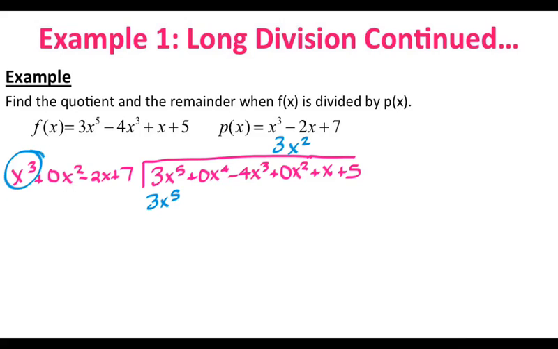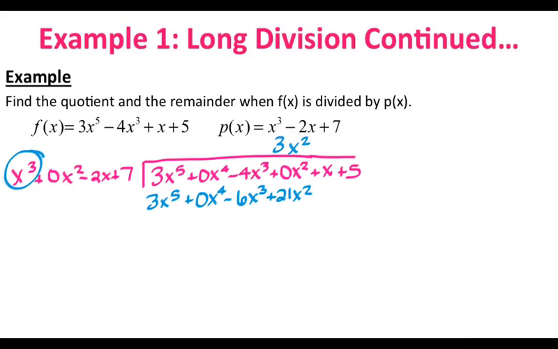3x squared times 0x squared is 0, but I'm going to go ahead and multiply my x's together. So you get 0x to the 4th. That way I know that it is an x to the 4th. 3x squared times negative 2x is negative 6x cubed. And 3x squared times 7 is 21x squared.